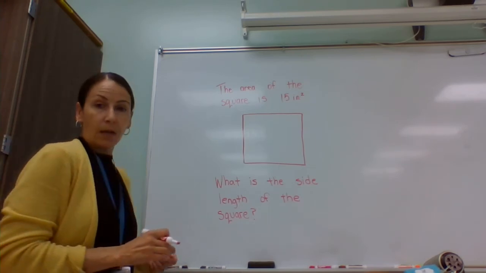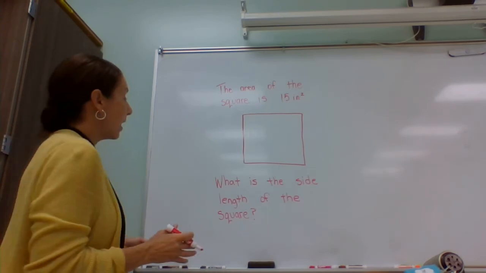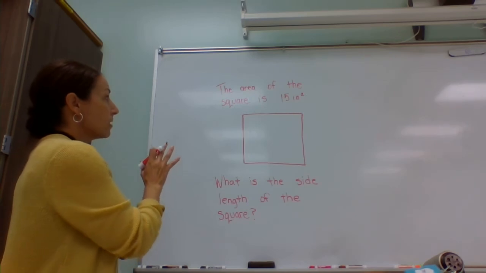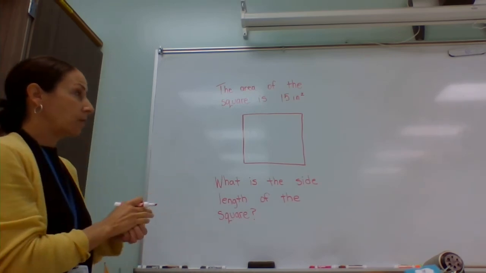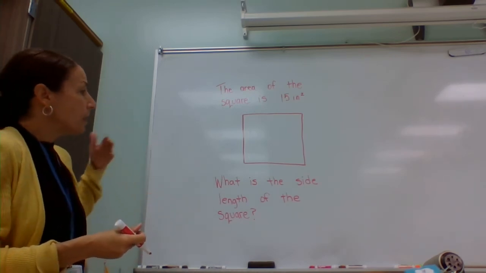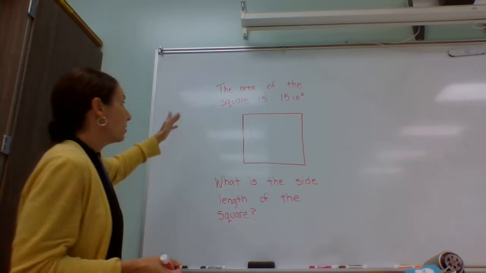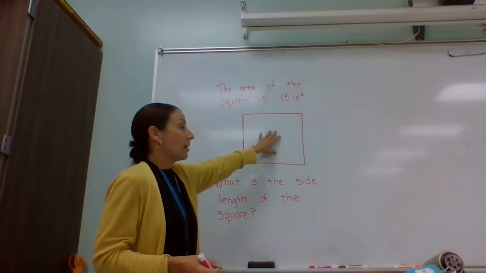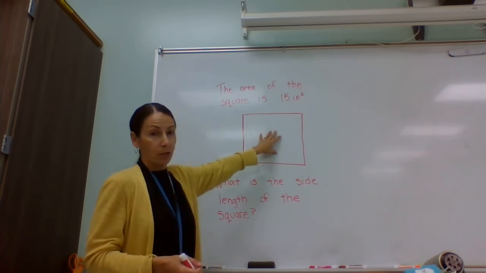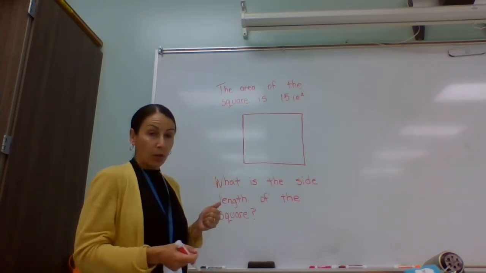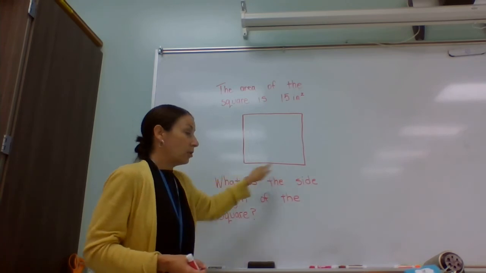So the last thing that I want to show you is that these types of equations that I'm showing you how to solve today are typically involved in questions like what you see here. So we have a square. The area of the square is 15 square inches. And what I want to know is, what is the length of each side?